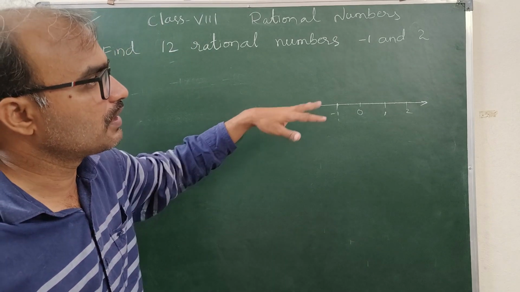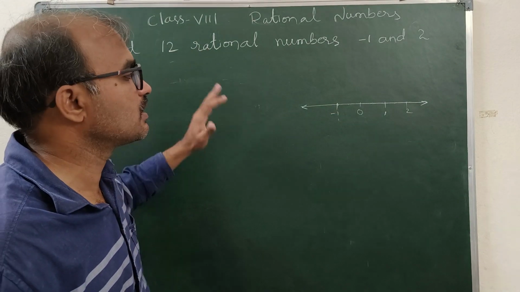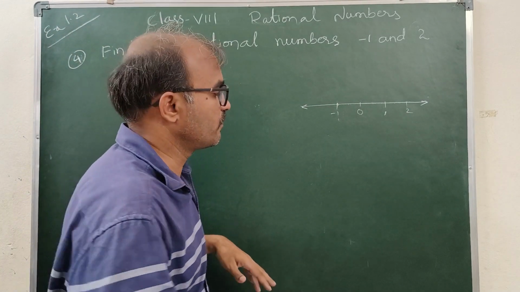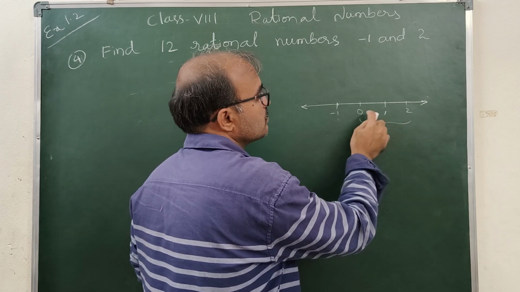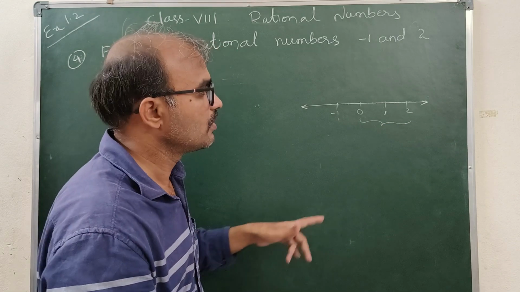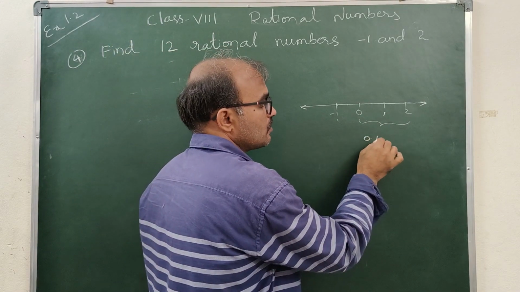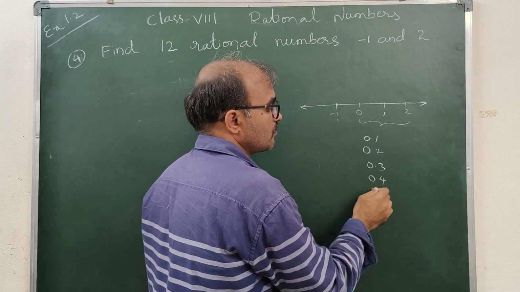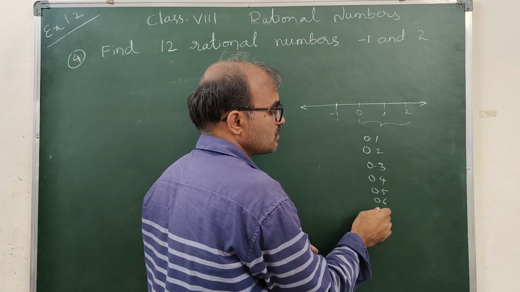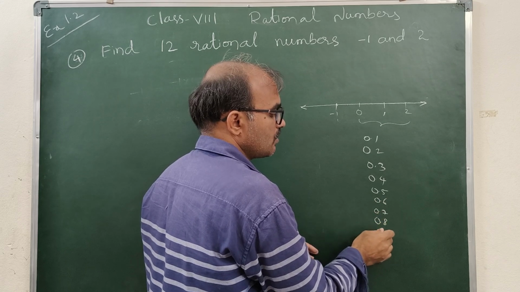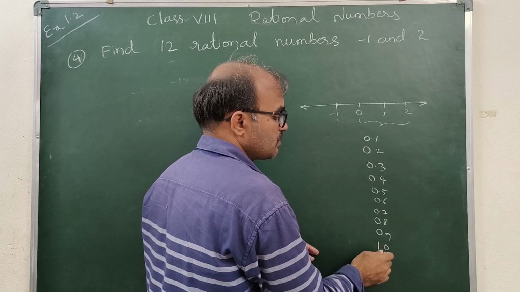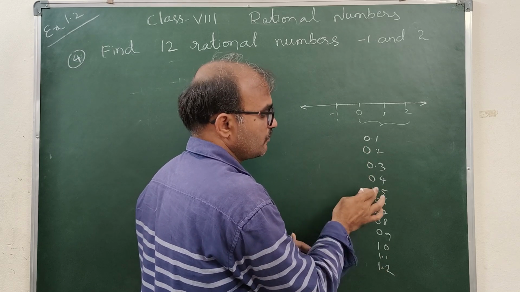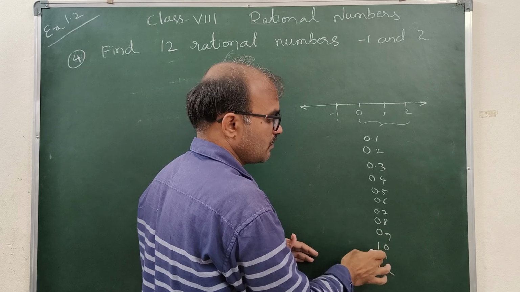Right? So you have been learning decimal numbers from 4th class itself. This is an 8th class problem. So -1 is here, 2 is here. So if you write any numbers between 1 and 2, they will also be between -1 and 2. So you write 0.1, 0.2, 0.3, 0.4, 0.5, 0.6, 0.7, 0.8, 0.9, 1.0, 1.1, 1.2. 12 completed. 1, 2, 3, 4, 5, 6, 7, 8, 9, 10, 11, 12.